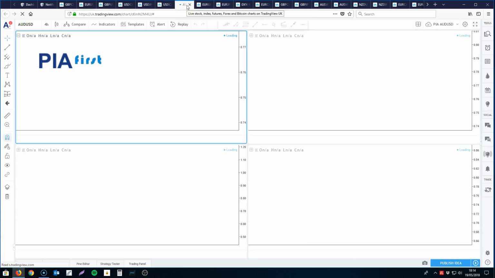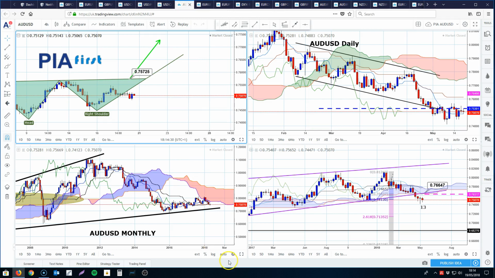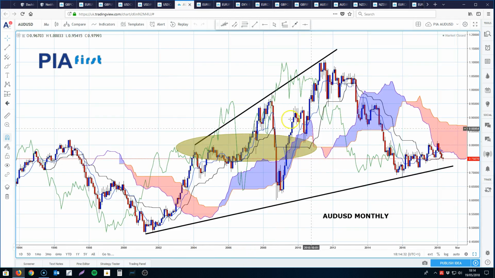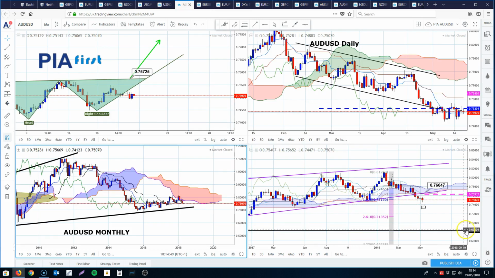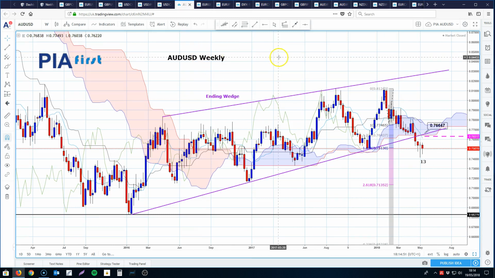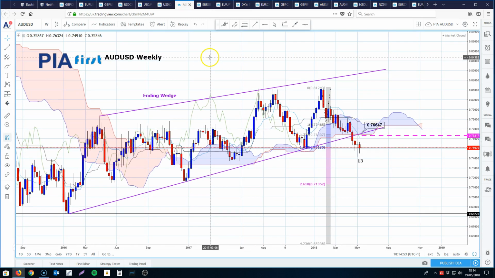Aussie dollar, monthly chart highlights a large wedge formation. We've moved away from the Ichimoku cloud, a break here, and there's potential to move all the way down to multi-year lows again if this wedge formation breaks to the downside. This is probably our most important chart for this currency pair. We've got an ending wedge pattern.